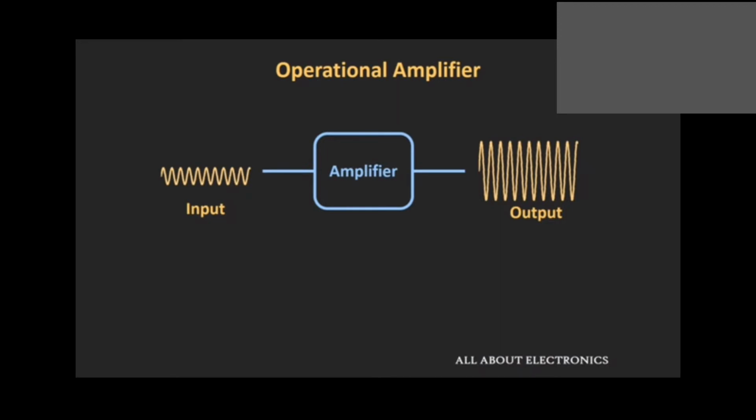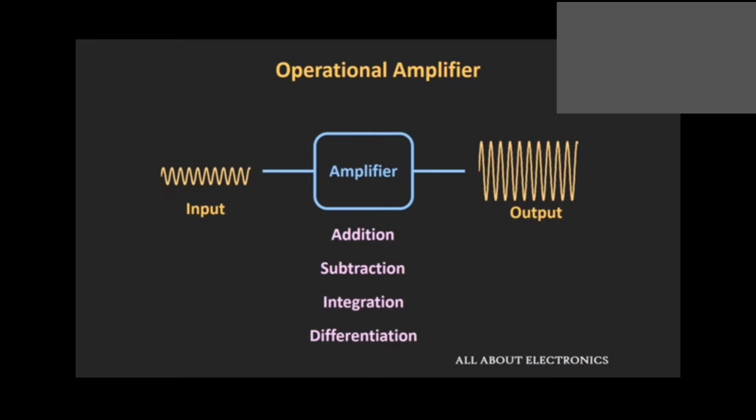In the early days, when digital computers had not evolved, different mathematical functions like addition, subtraction, integration, and differentiation were performed using these amplifiers. Just by connecting a few resistors and capacitors, it is possible to perform different mathematical operations, and that is why this amplifier is known as the operational amplifier.